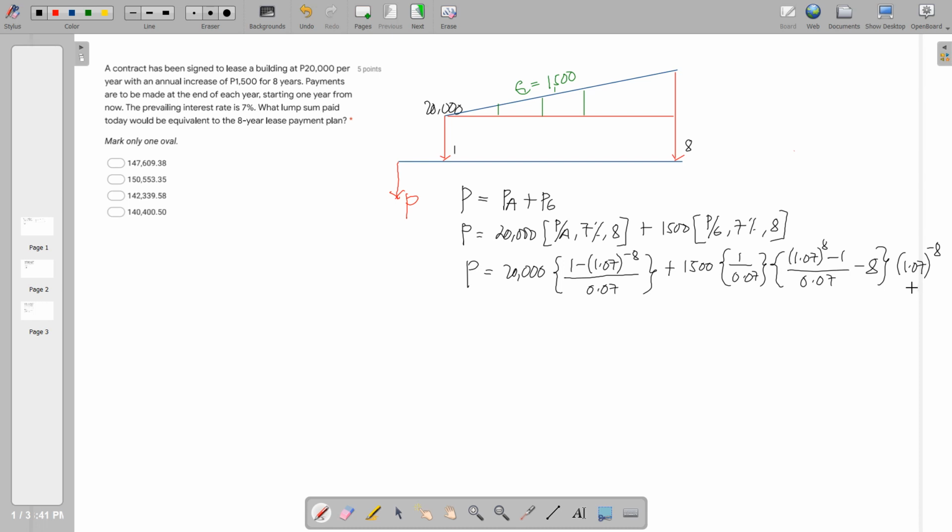So let us now calculate. The first term will yield 119,425.97, while that of the second term is 28,183.41. So you just add that. That will be the value of P. So that would yield 147,609.38. So the answer here is this one. Okay?